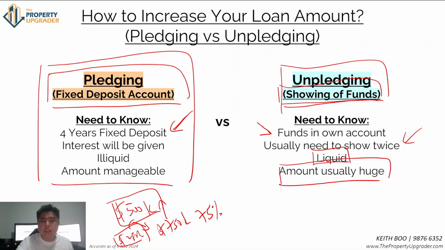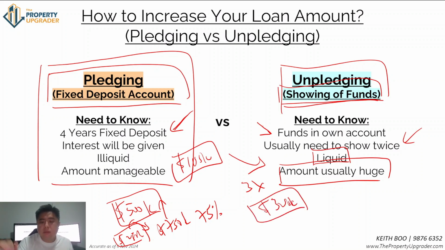Okay, so take for example, if let's say pledging, you need to put in 100k worth of fixed deposit to get your loan up. For unpledging, it will be usually 3 times. That means you have to show the bank that you have 300,000, so that they can give you the additional amount of loan that you require.